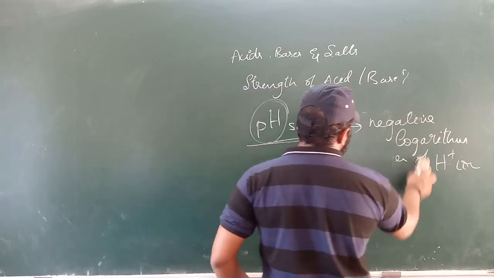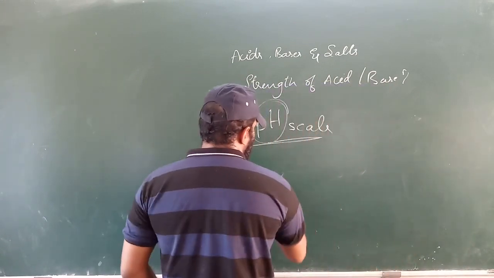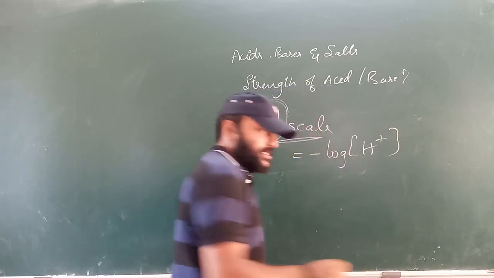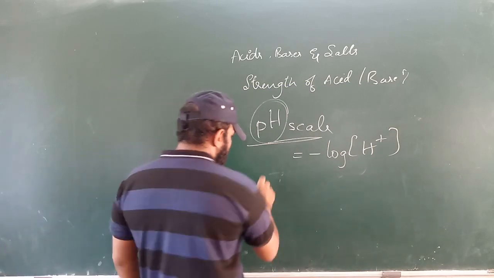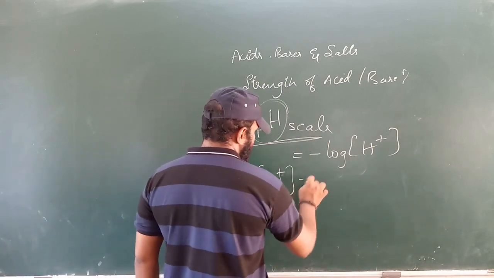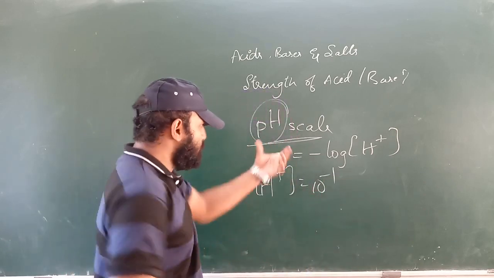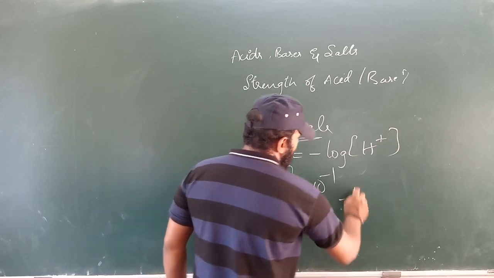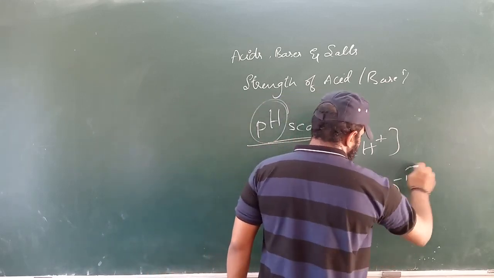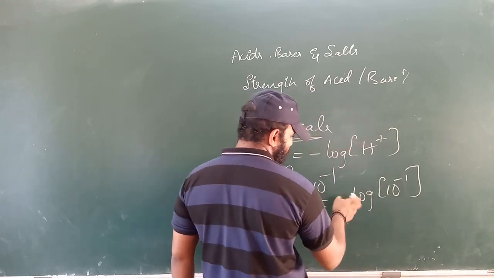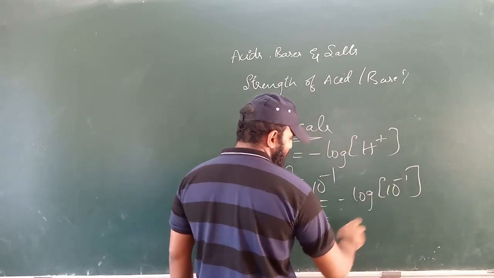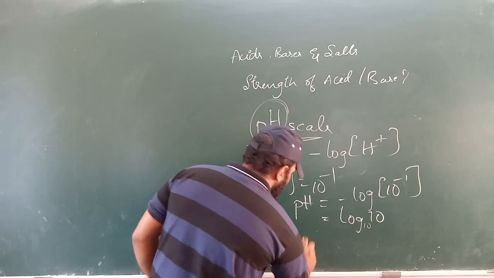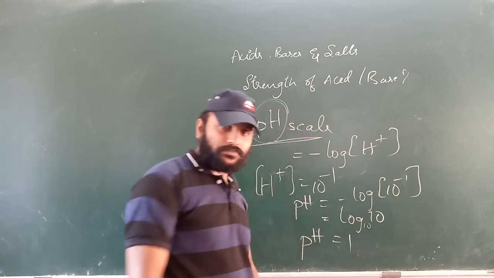Negative logarithm of hydronium ions means you simply write pH is equal to minus log H plus ion. This is a formula. If the given H plus ion concentration is 10 to the power of minus 1, substitute that value there. pH is equal to minus log of 10 to the power of minus 1. Minus into minus gives plus, so log 10 base 10 is 1. So pH is equal to 1.